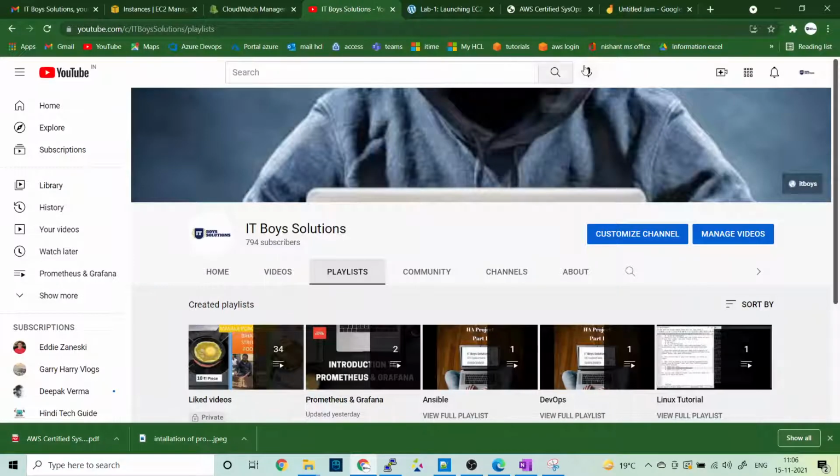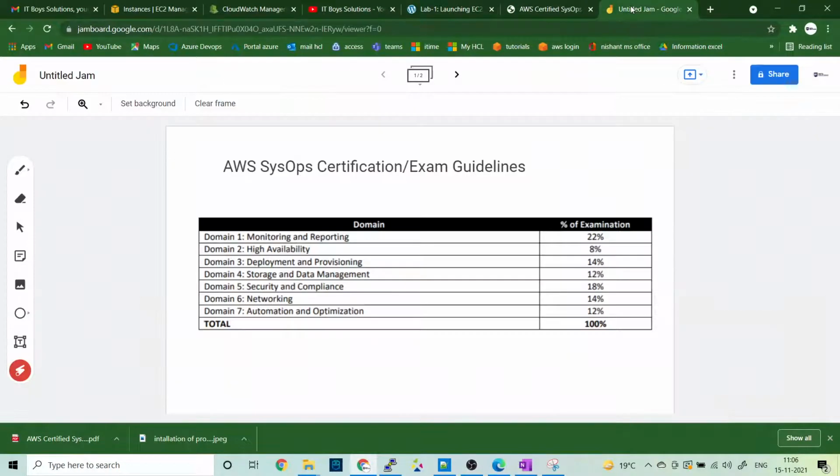Today we will talk about the AWS SysOps exam, or you can say the certification guidelines. As you can see, the first topic or domain will be monitoring and reporting. In this we'll see how we can monitor our AWS infrastructure with CloudWatch as a service, creating some metrics, alarms and notifications on our emails. This will cover 22% of your exam questions.